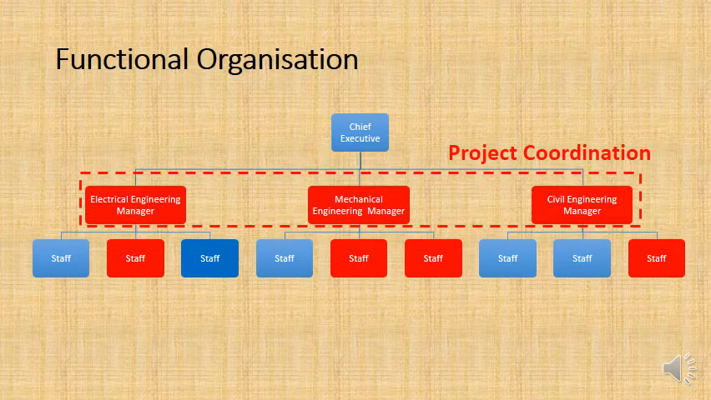Oh, one other disadvantage with a functional organization. With a project, usually people are working from different organizations. So that becomes quite difficult, doesn't it? Normally there could be several different companies involved in a project. And so with a functional organization, that can actually break down the lines of authority and responsibility.